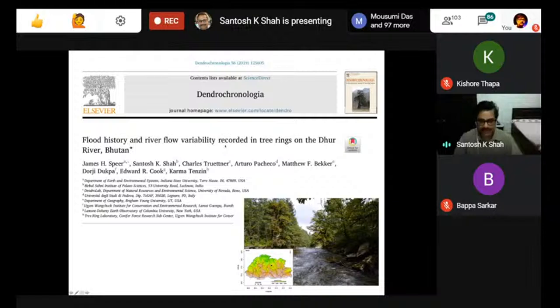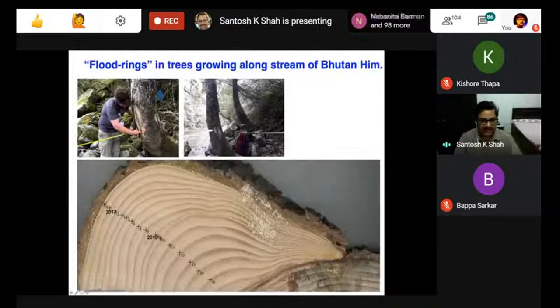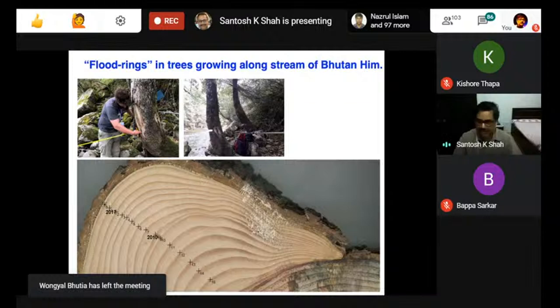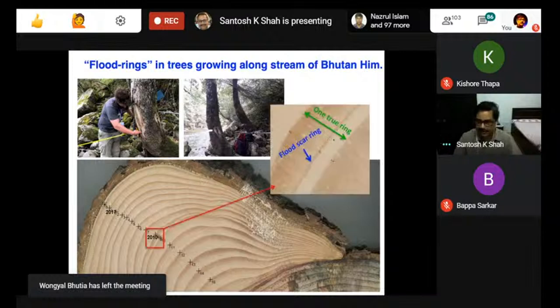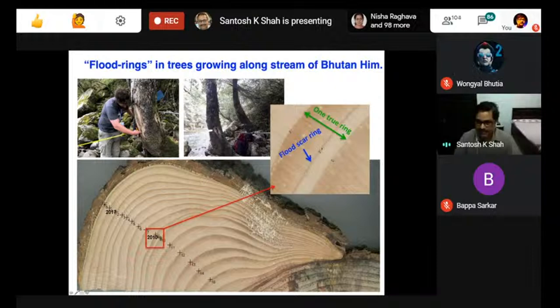Recently, we carried out work in Bhutan, in 2018. We have seen that these trees which are growing near streams got affected, and we sampled them. And if you see in the enlarged view, this is one annual true ring, and this is the false mark, which is a flood scar mark, and this is for the year 2009.